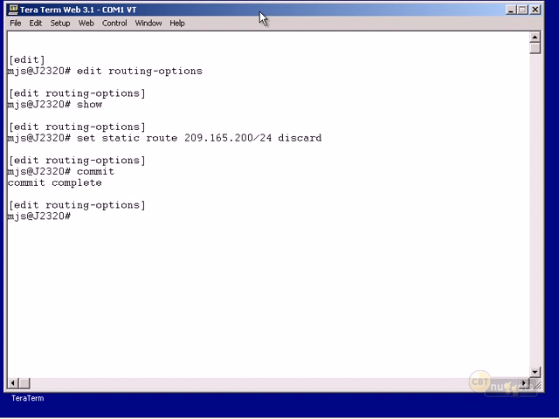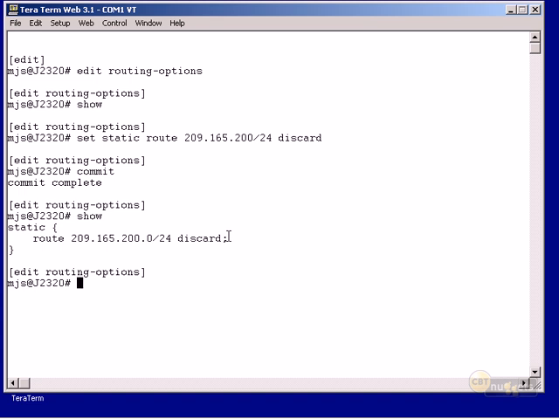And now let's do a show command in this hierarchy, and we see there's our static and there's our route to 209.165.200, and of course it adds the .0 on there, /24. So this is what we call nailing up a route, and again we can use this for a wide variety of purposes, and you'll be doing this kind of thing much more as you progress in your knowledge in Junos.